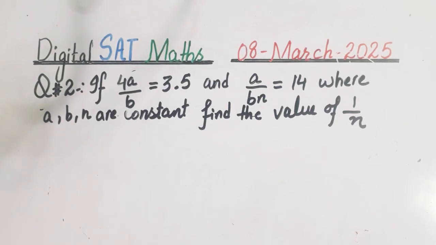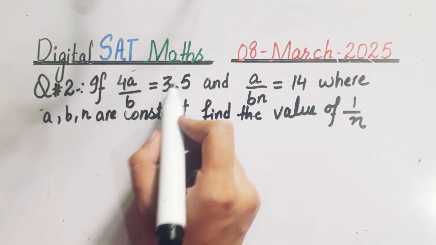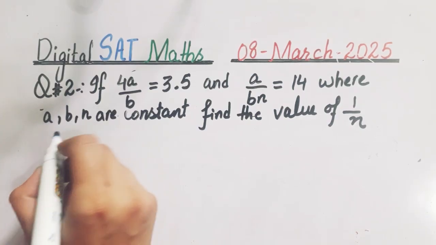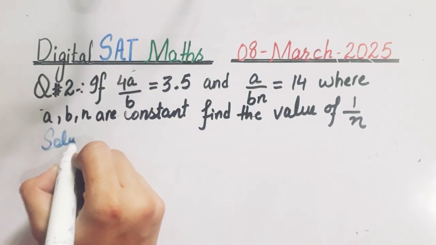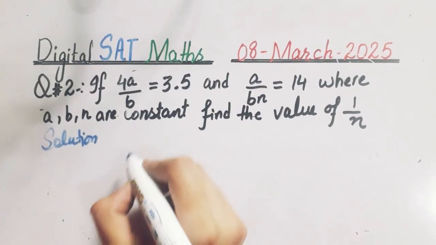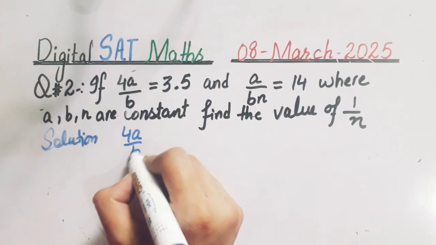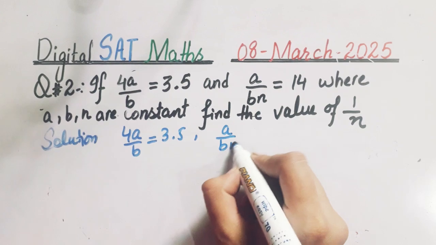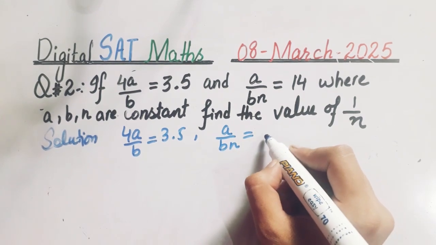Now question number 2 is: if 4a by b equals 3.5 and a by bn equals 14, where a, b and n are constants, you have to find the value of 1 over n. So we will solve this question step by step. Given equations are 4a by b, that is 3.5, and a by bn, that equals 14.